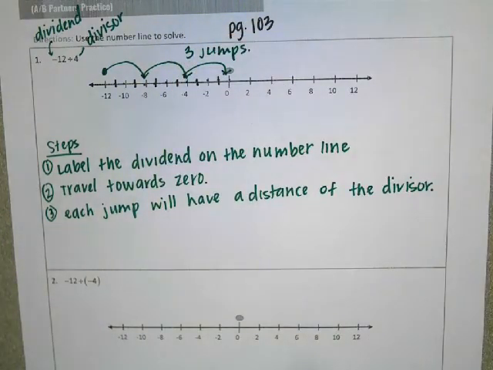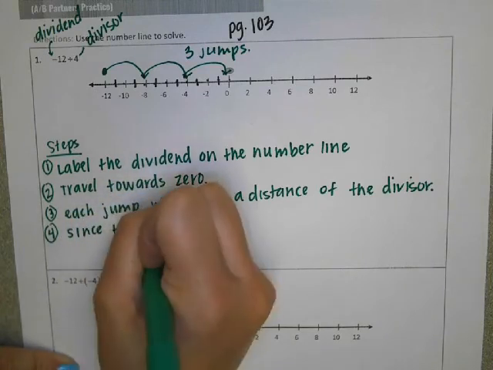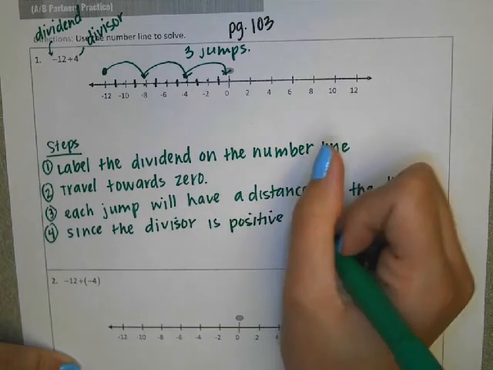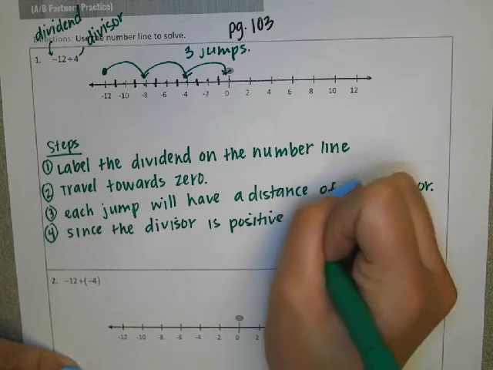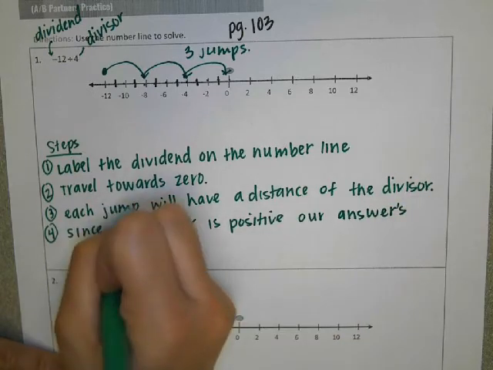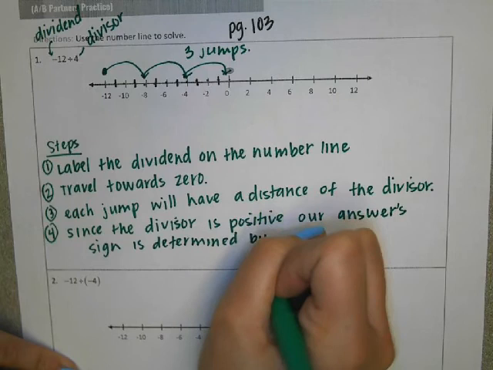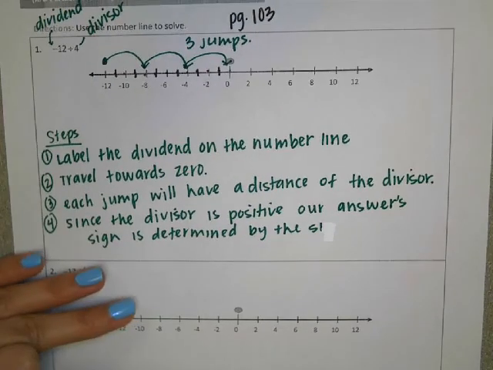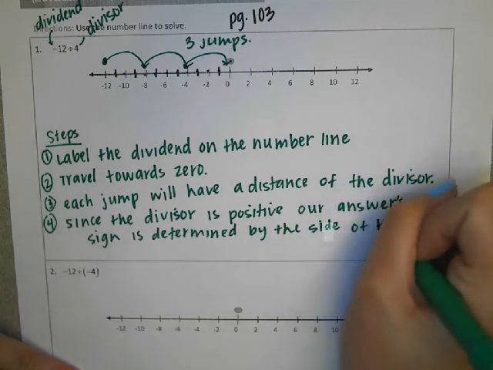Now we're going to be looking at our answer. So step 4 says since the divisor is positive, our answer side is determined by the side, not sign, sorry. So side of the number line.